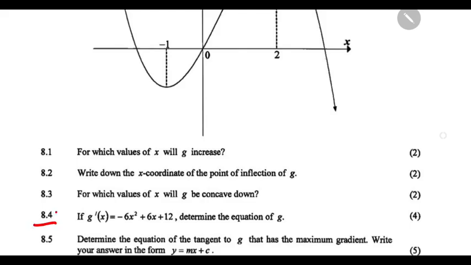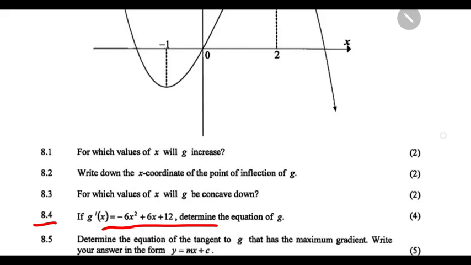This is an interesting question. This is a very high demand question. I like this question from 2020 because there are a lot of nice concepts here. He says if the first derivative of g is equal to -6x^2 + 6x + 12, determine the equation of g. So he is looking for the equation of the cubic graph. The first derivative is given. I'll show you now how to find the equation of the cubic graph.